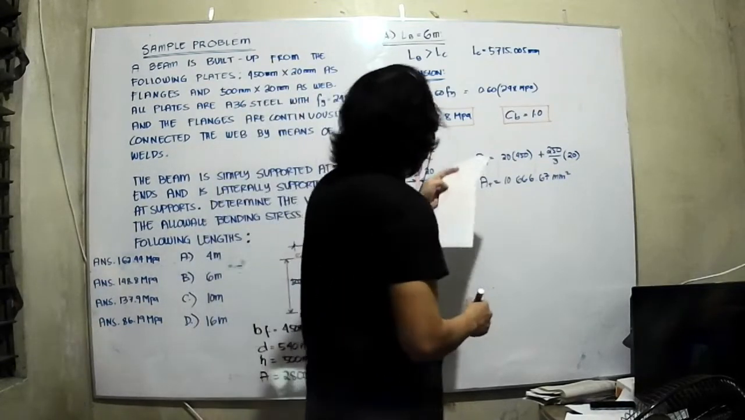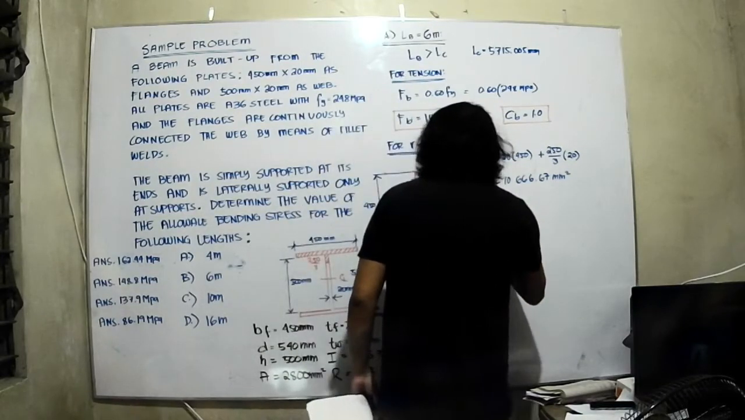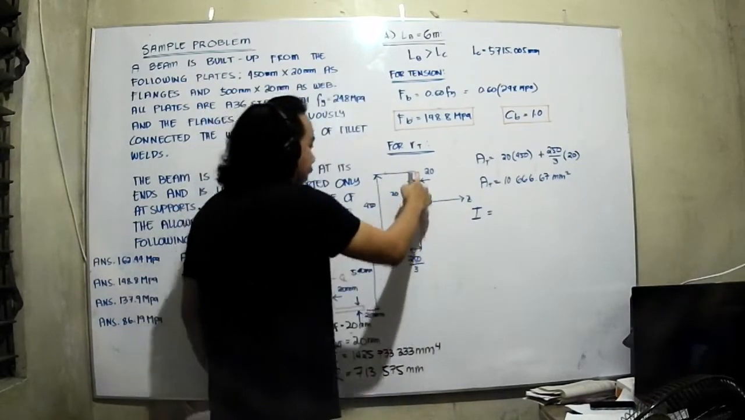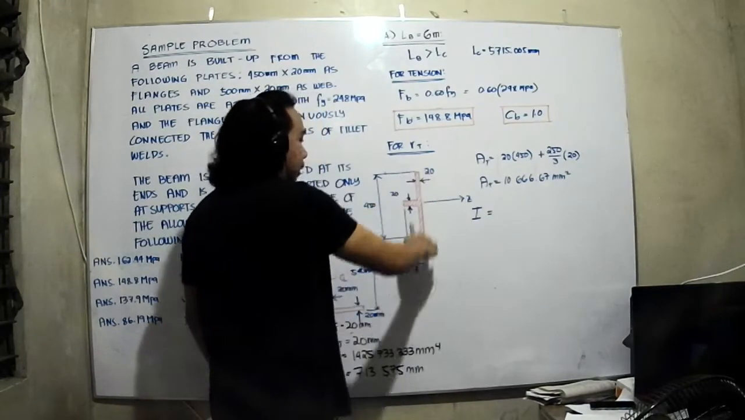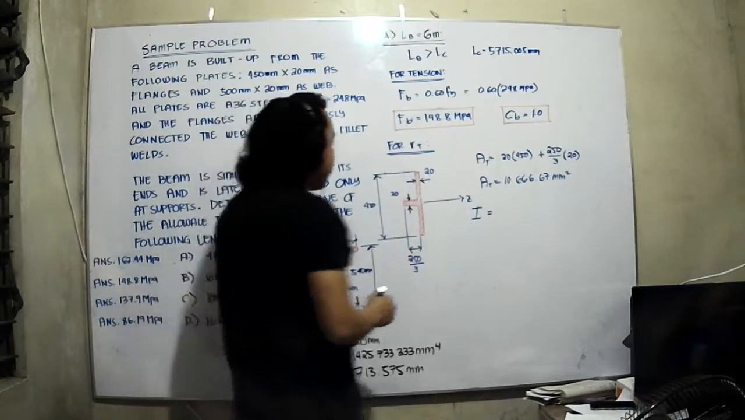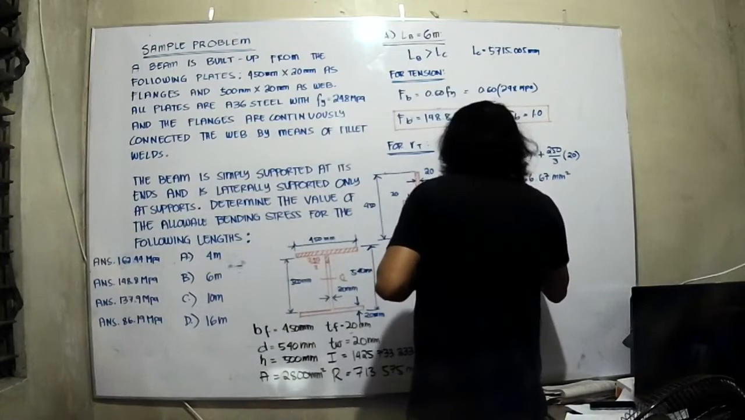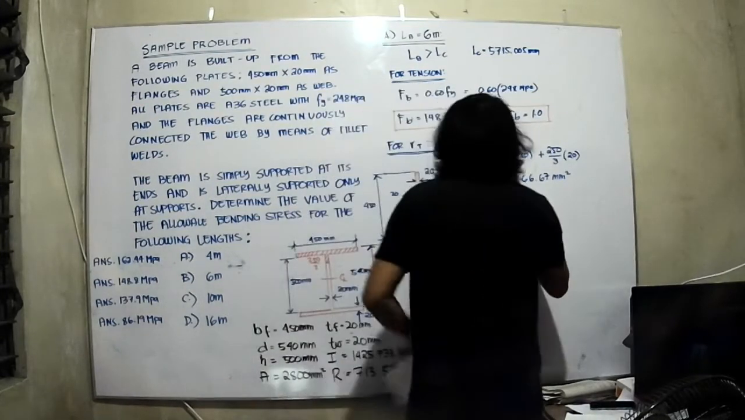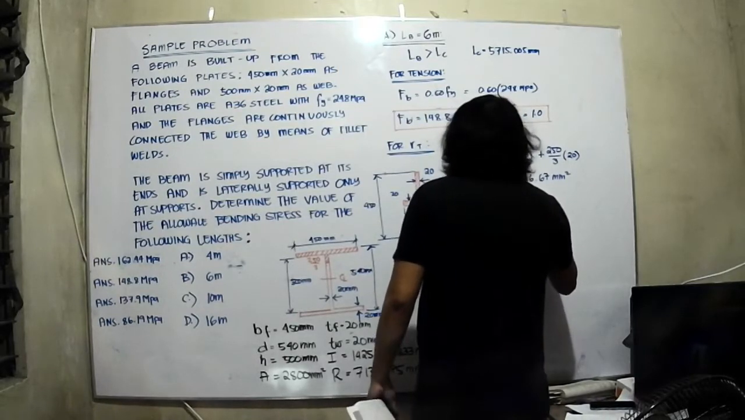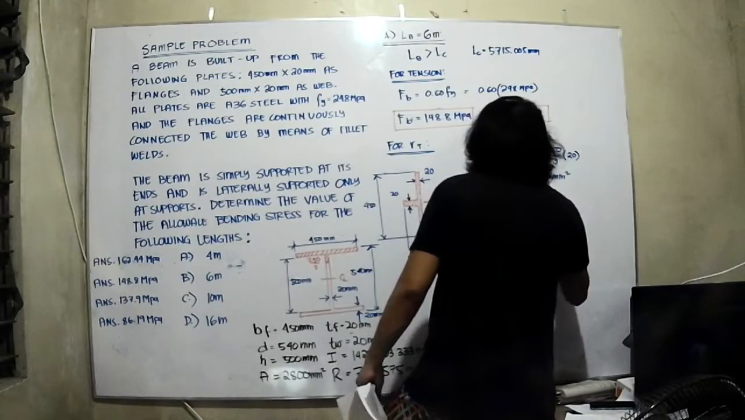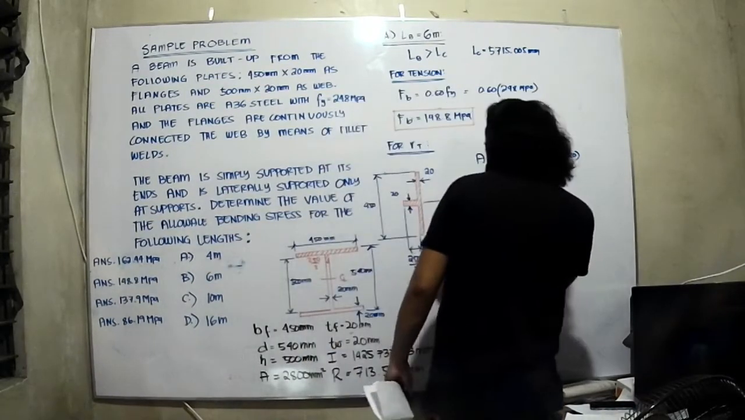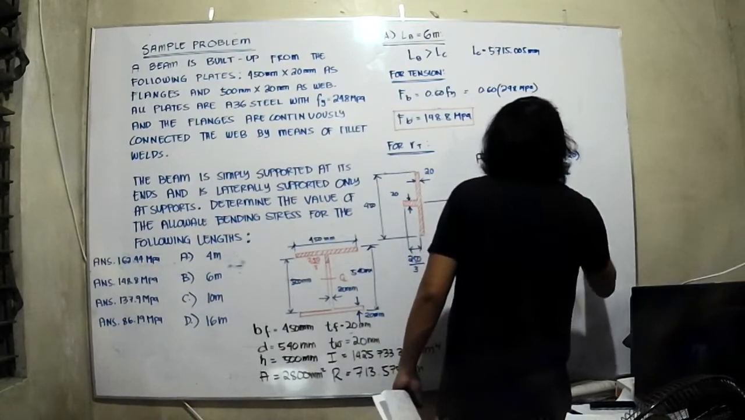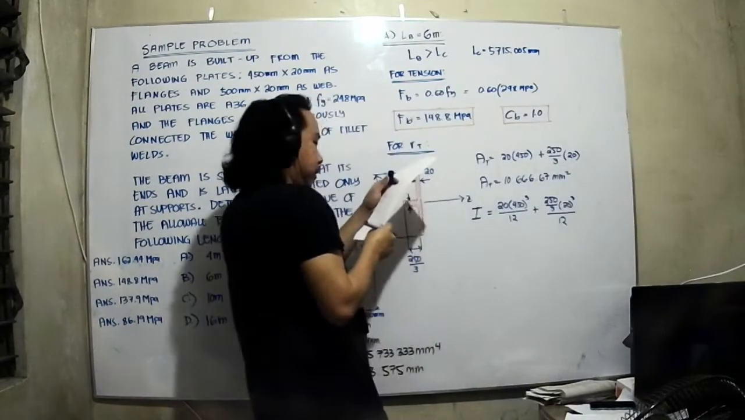The next thing to compute is our I. It is just two rectangles: the first is the flange, and the second is the smaller one. So we have 20 times 450 to the power of 3 over 12, plus the height 20 and the base 250 over 3, times 20 cubed divided by 12. We just need to add the two rectangles.